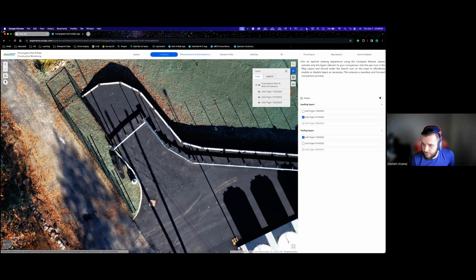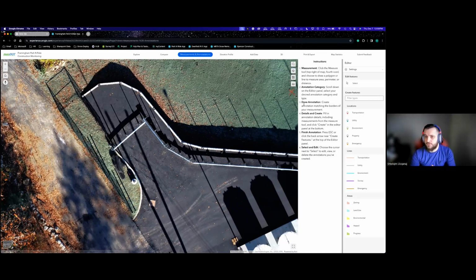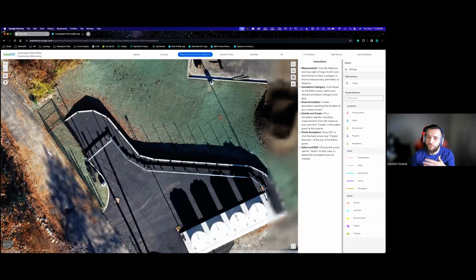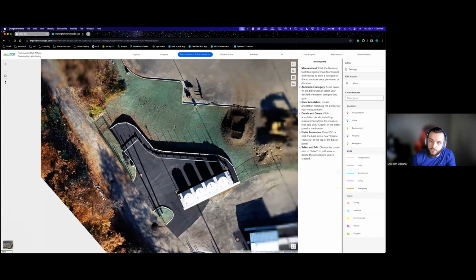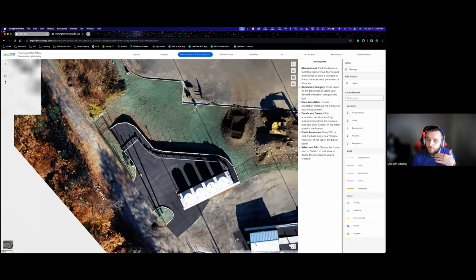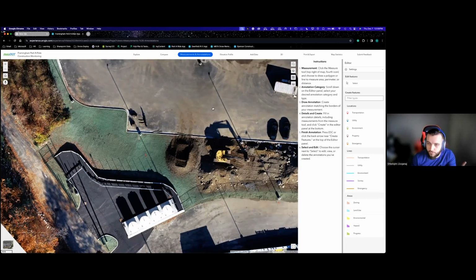I'll go to the next tab, which is very important. It's called measurements and annotations. We joined these two functions together because most of the requests were that users wanted to measure something and also store that into a feature that they wanted to revisit later or update at some point.